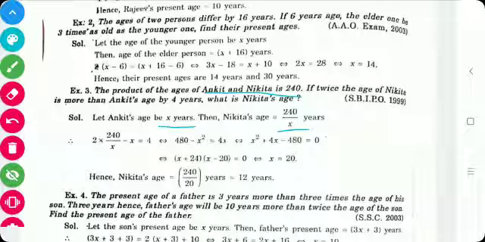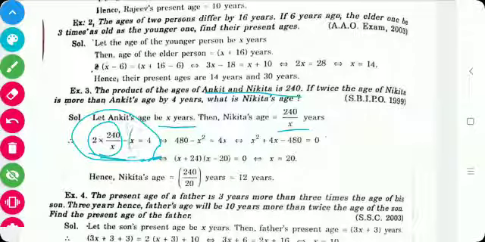If twice Nikita's age is more than Ankit's age by 4 years, it means twice Nikita's age, 2 into 240 upon x, minus x is 4. So this is the relationship between these two ages. Twice Nikita's age and Ankit's age, the difference between them is 4. So your equation is 480 minus x square is equal to 4x. So we can convert this equation as x square plus 4x minus 480.